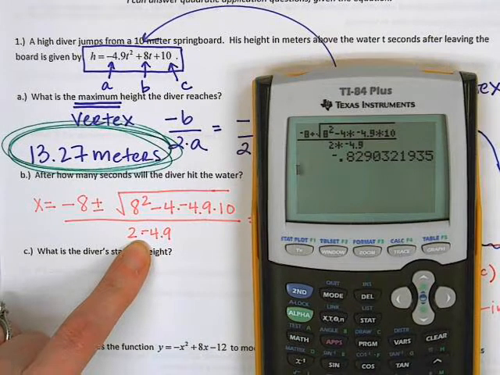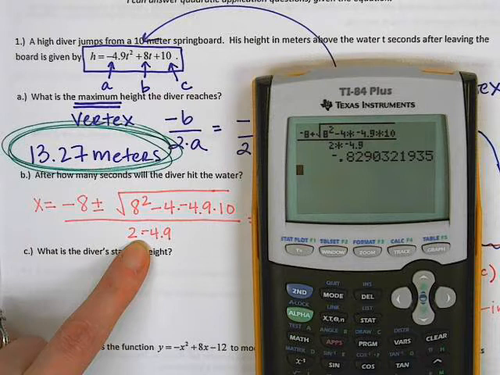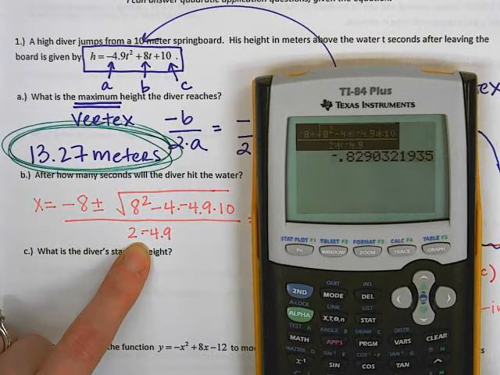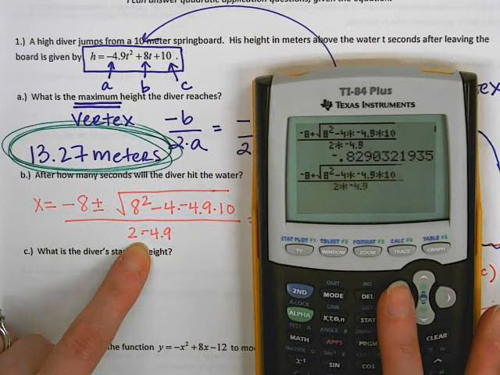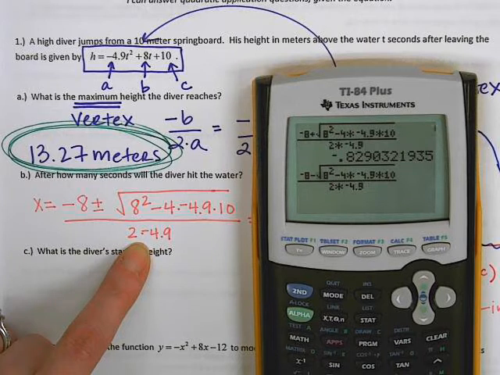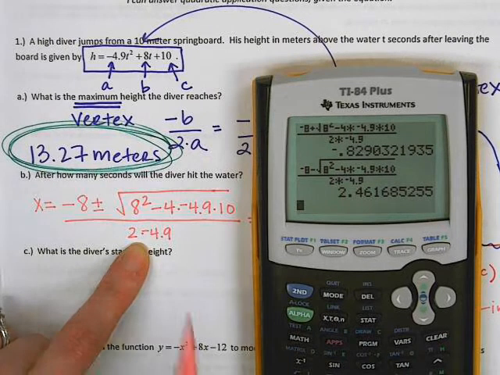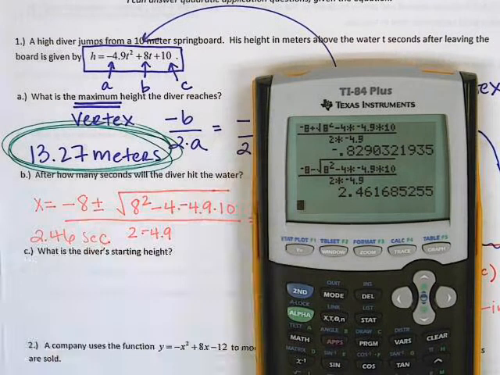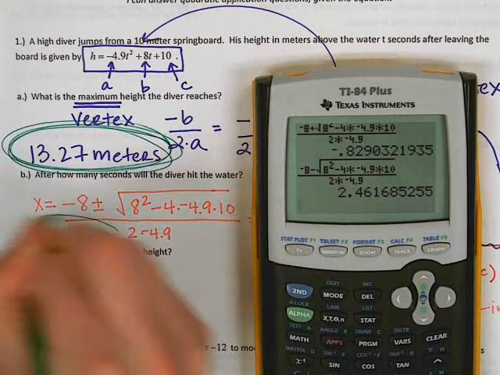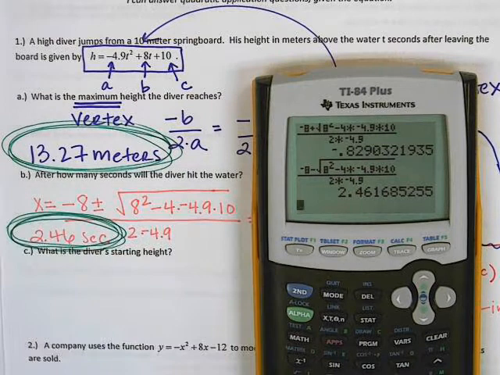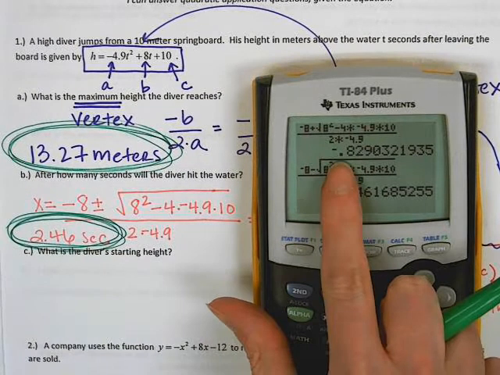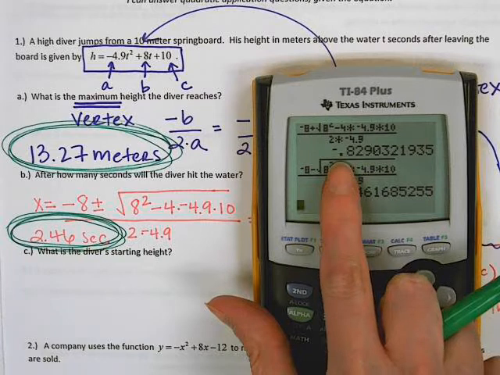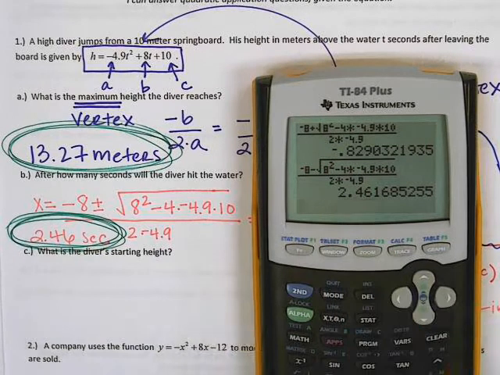Okay, so the one answer is negative, which we don't want because we don't want negative time. So let's go up and do the subtract version. And this one we get 2.46. So that's our answer, 2.46 seconds, because he's not going to be in the air for too long. So there you go. That's our final answer. If you ever get a negative, it doesn't make sense for a lot of these problems, so just take the one that's positive.